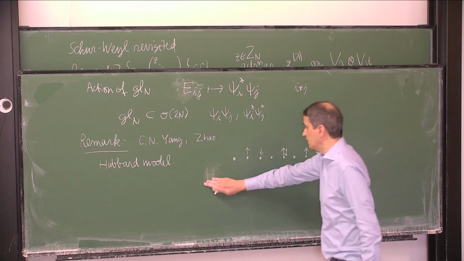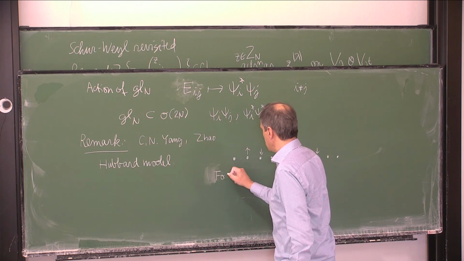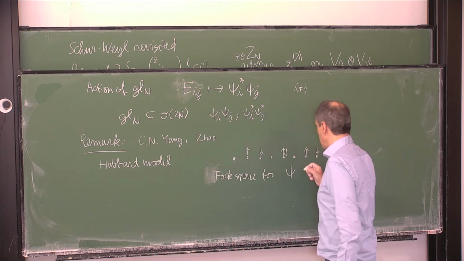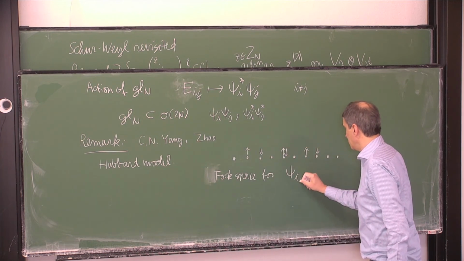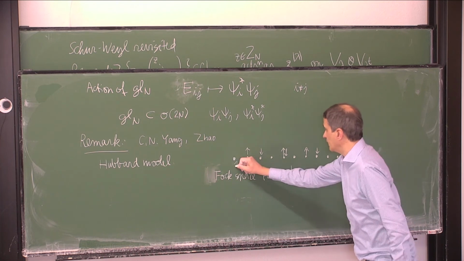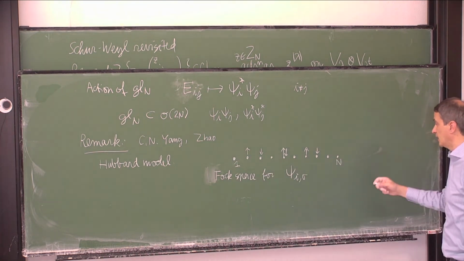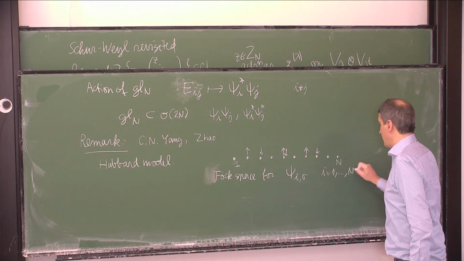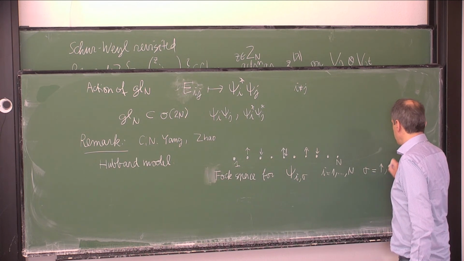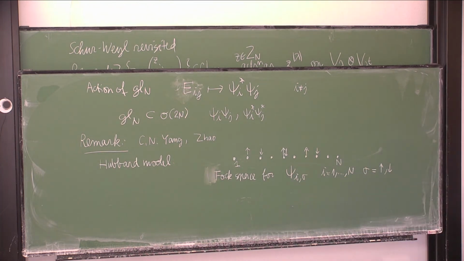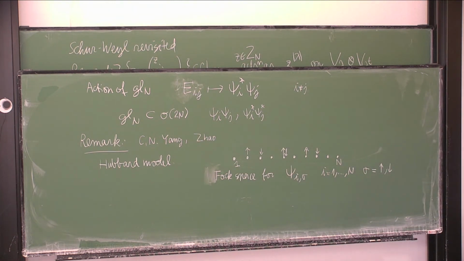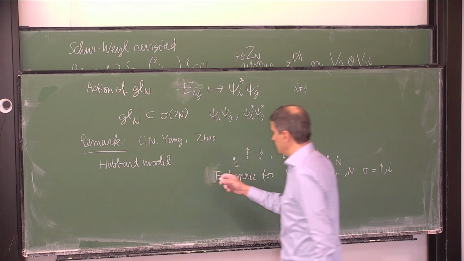So you have a Fock space. Now you have a tensor product. So you have psi i sigma. Here you have a lattice, say 1 to n, but you can also do it in higher dimensions. So i is from 1 to n, and sigma is up or down. And psi i sigma star is a creation operator for an electron at the site i with spin sigma.